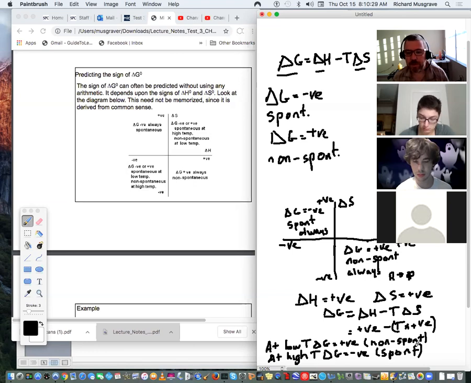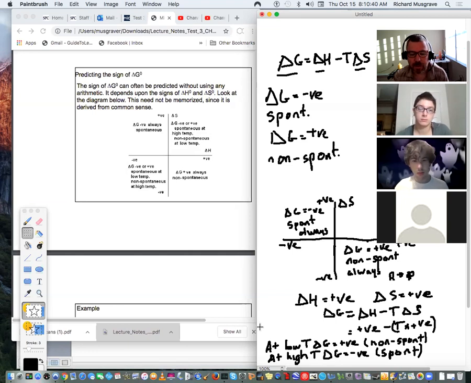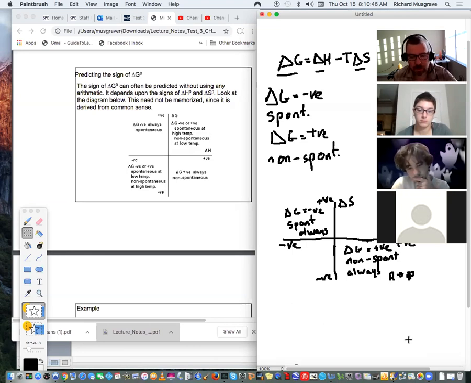Does anybody have any questions? Okay. So I'm hoping you're beginning to see that you don't have to memorize this chart. You can just plug in the values like I've been doing here, and that will give you a pretty good idea of what's going to go on.